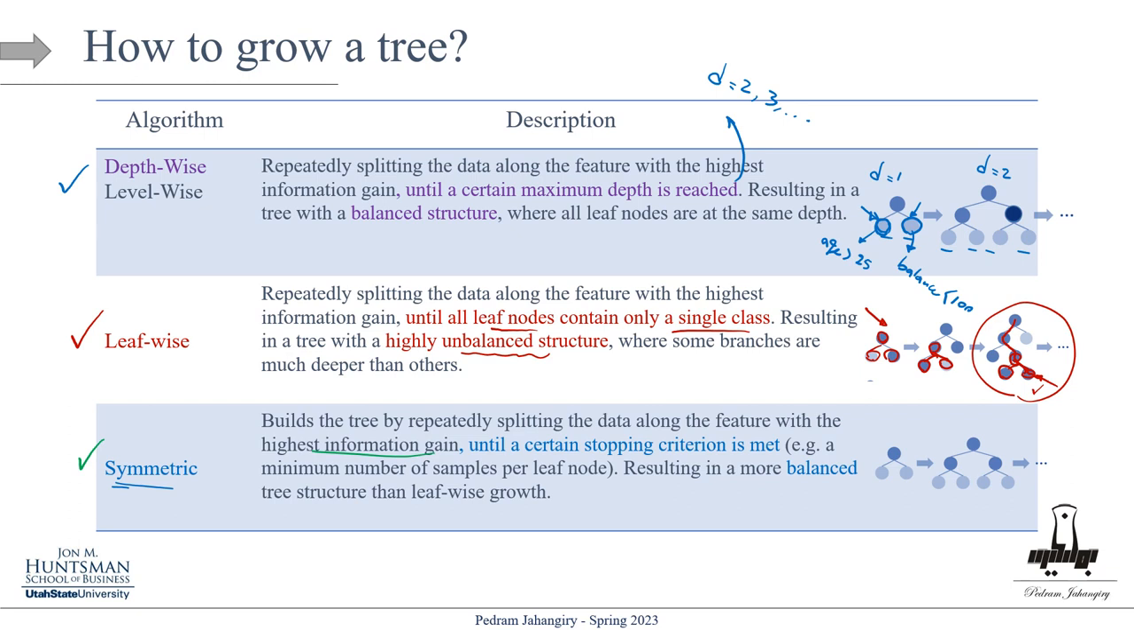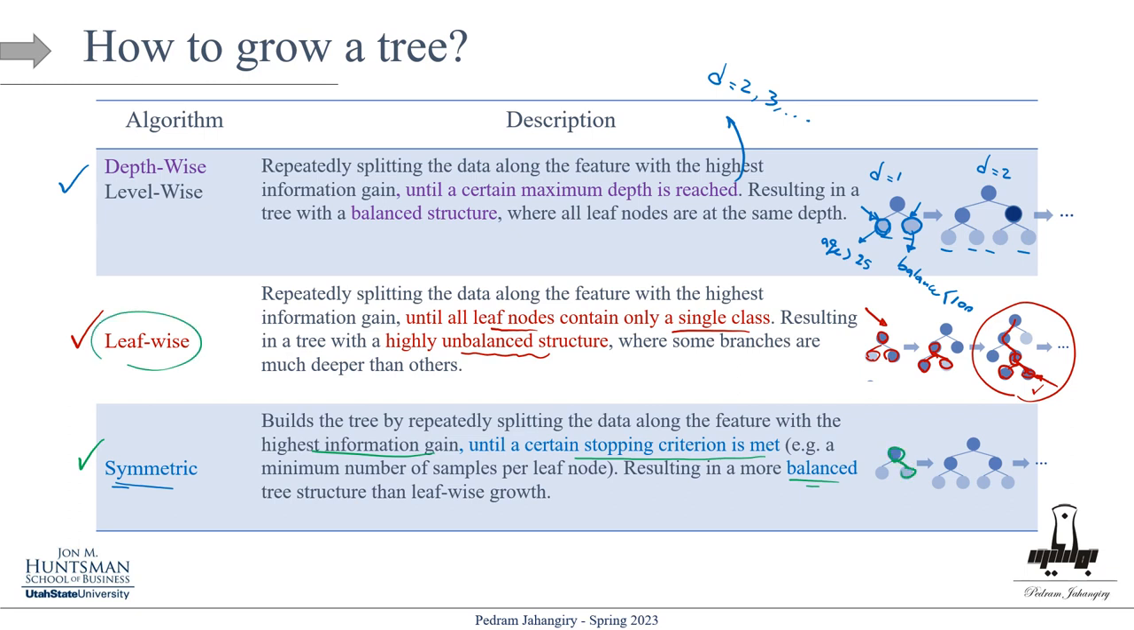What method you're using for growing the tree. So we repeat this until, again, a certain stopping criteria is met. That stopping criteria can be anything from, for example, what is the minimum number of samples per terminal node, right? So that's one stopping criteria. And then this method is definitely going to result in a more balanced tree structure compared to the leaf-wise growth, right?